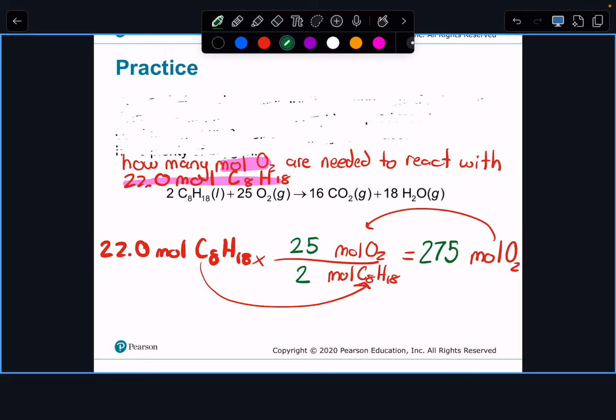So what is it saying? It's saying that if I have 22 moles of octane, the C8H18, I need 275 moles of O2 in order for them to react completely. Just like with the pizza, it would be like for every 1 pizza, I need 2 cups of cheese. So if I want to make 10 pizzas, I better have 20 cups of cheese. If I want to react 22 moles, I better have 275 moles of oxygen. That's the correct ratio for the recipe.